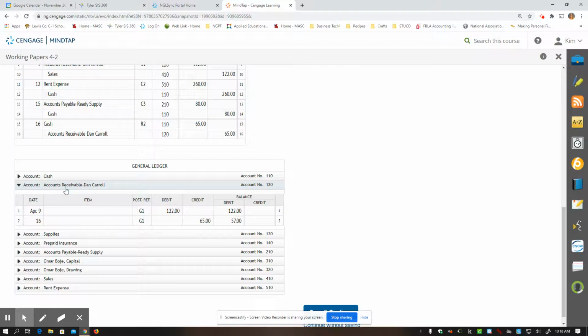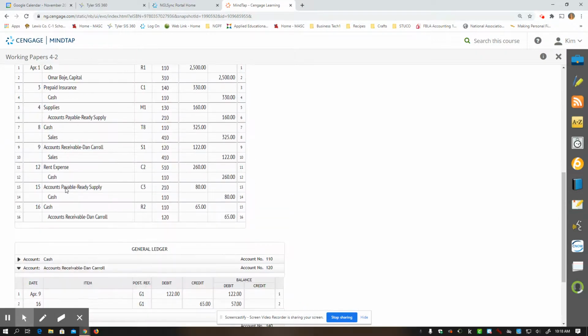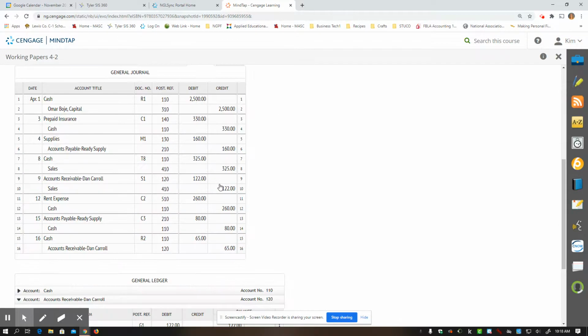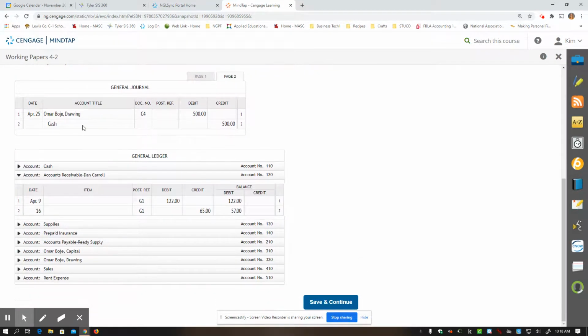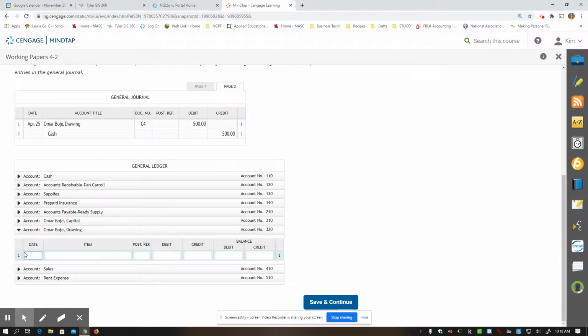Page 2. Look at that. Here, page 2 now. So you are going to go to page 2. There's one entry on page 2 on the 25th for Omar Bow, Drawing. G2. April. Yep, 25th. Instead of G1, we put G2. Debit for $500, debit balance for $500. 320 post reference at the top.